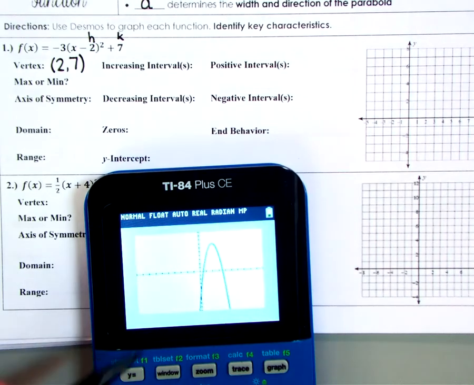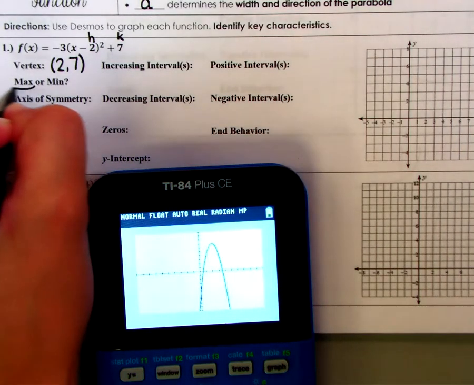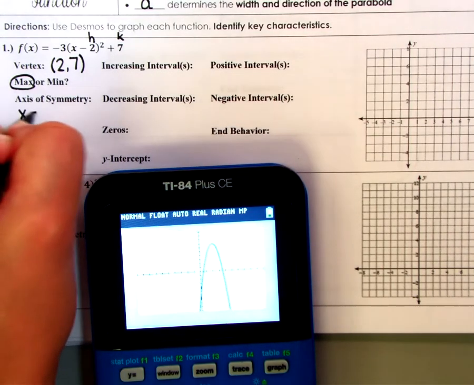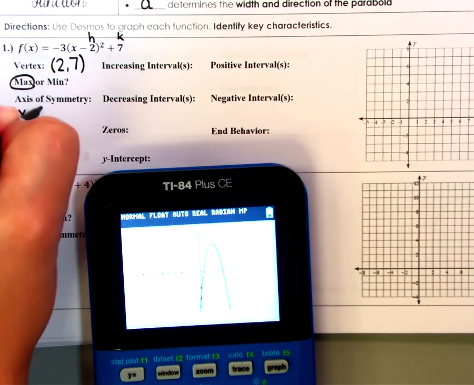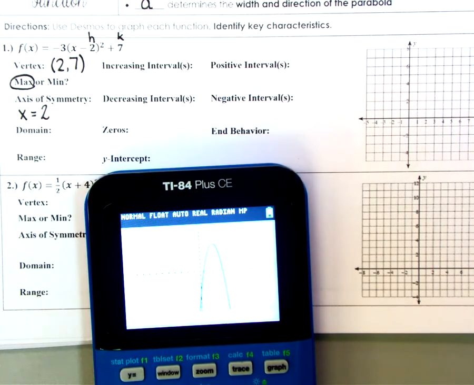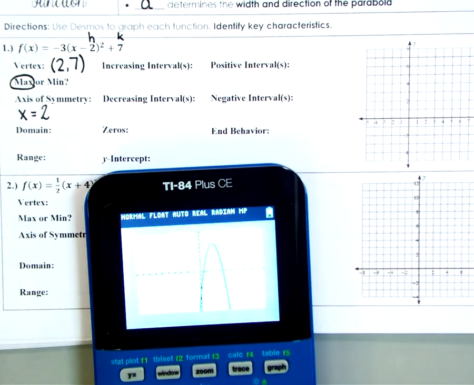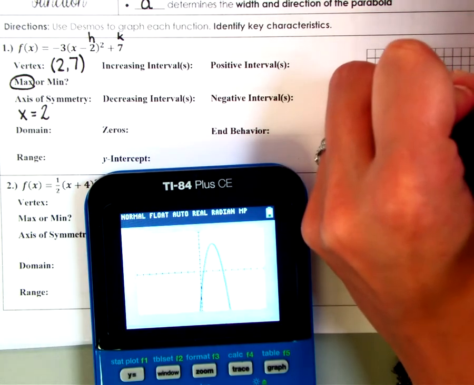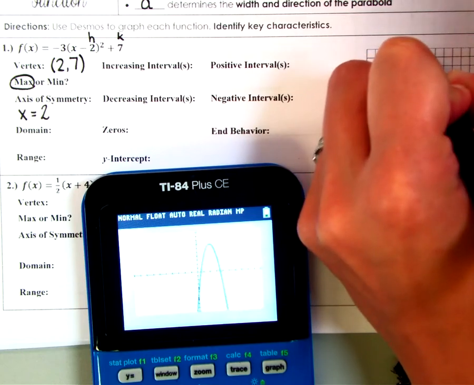Since my parabola is opening down, we do know that it is a maximum. And we know that my axis of symmetry is x equals my h value. My h value ends up being 2. And so just with that information, we can go ahead and graph a little bit over here. So (2, 7) is my vertex.